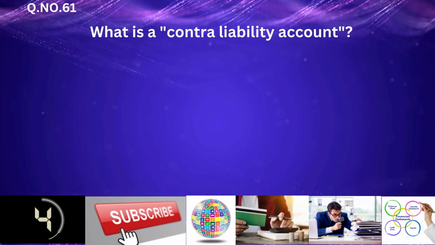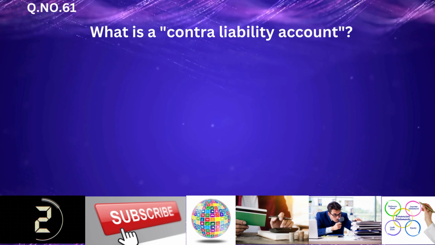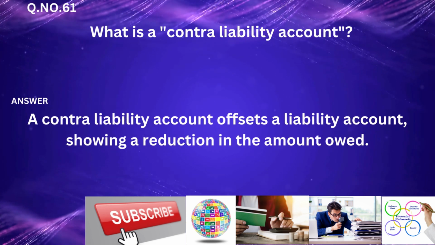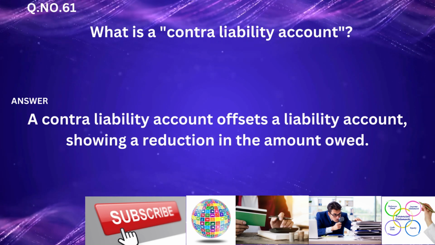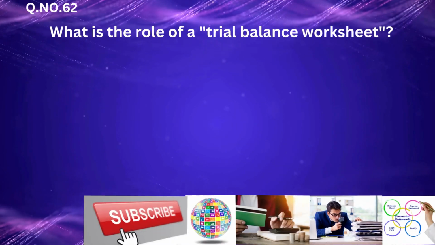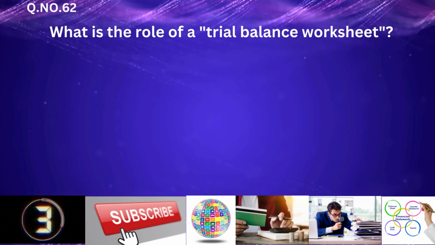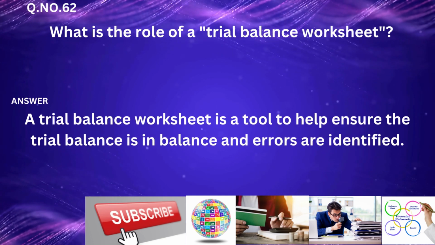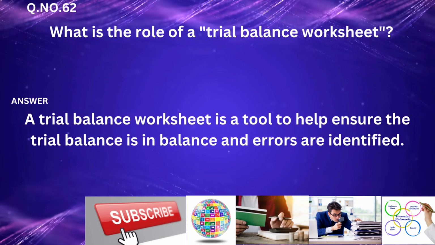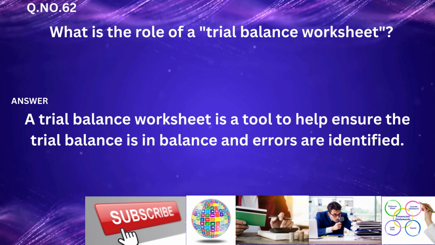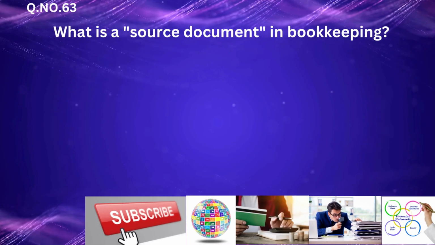Question 69. What is the purpose of a trial balance report? Answer: a trial balance report is used to check the equality of debits and credits before preparing financial statements. Question 70. Explain the term contra-equity account. Answer: a contra-equity account is used to reduce the owner's equity section of the balance sheet, like drawing or dividends.